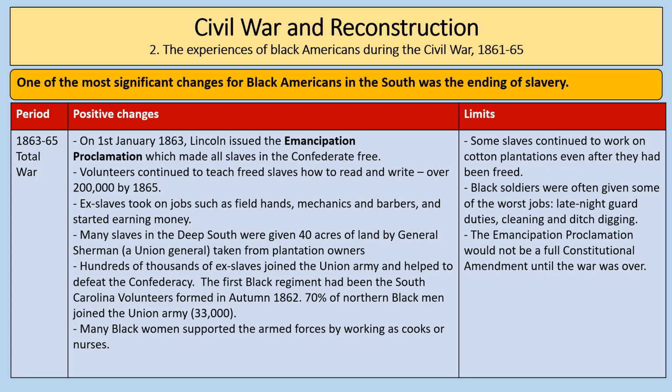The first black regiment had been the South Carolina Volunteers, formed in autumn 1862. 70% of northern black men joined the Union Army, and many black women supported the armed forces by working as cooks or nurses. Some limits though: some slaves continued to work on cotton plantations even after they'd been freed. Black soldiers were often given some of the worst jobs, such as late night guard duties, cleaning, ditch digging, and the Emancipation Proclamation would not become a full constitutional amendment until the war was over.